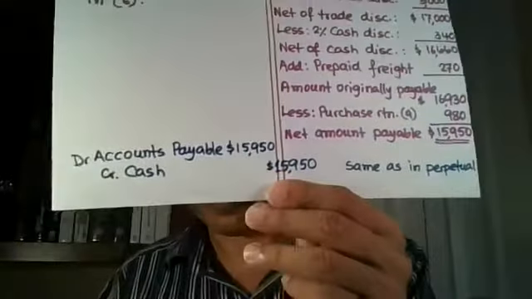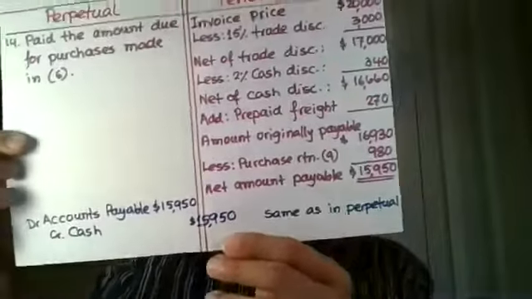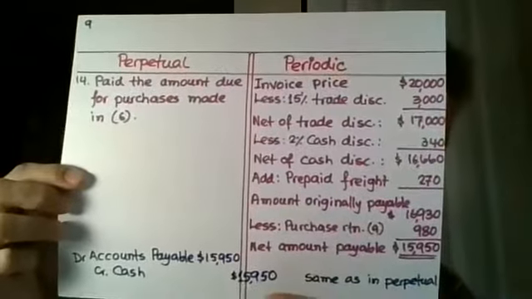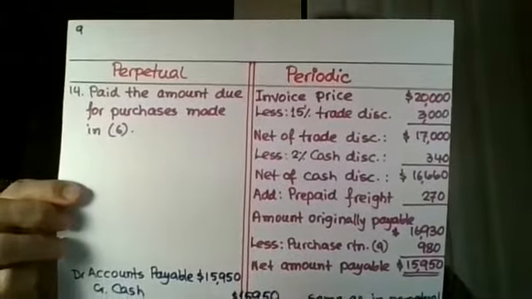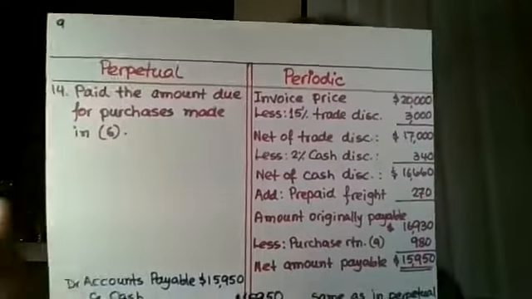So it was 16,930. 16,930 was what my bill was. And then I returned some goods and you gave me a credit memo for 980. So take the 980 off and your final amount payable is 15,950, or whatever the amount is, and you paid it off. Okay, so pay off what you owed for that purchase in number 6.